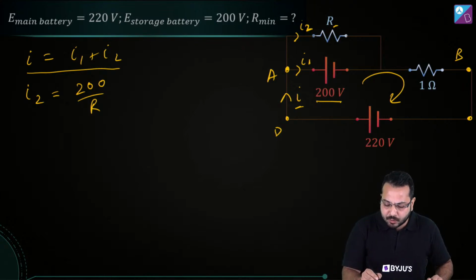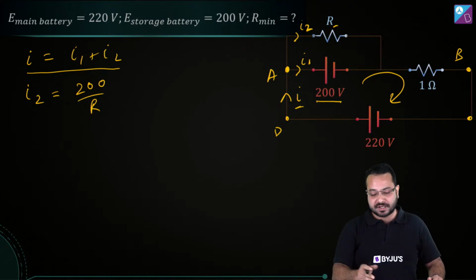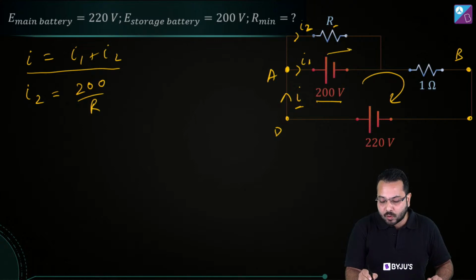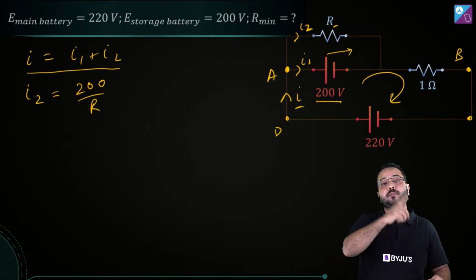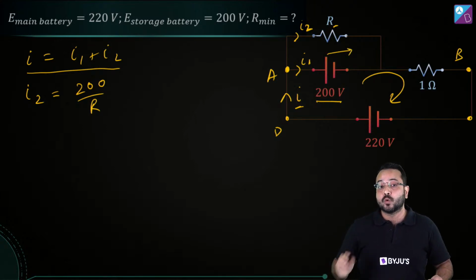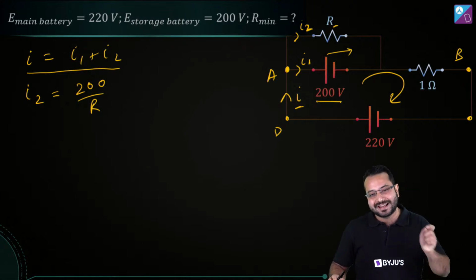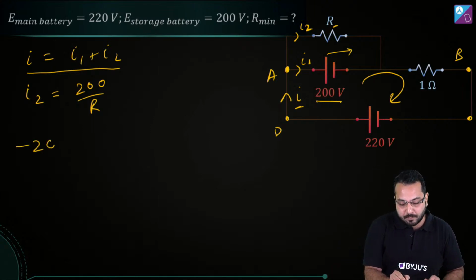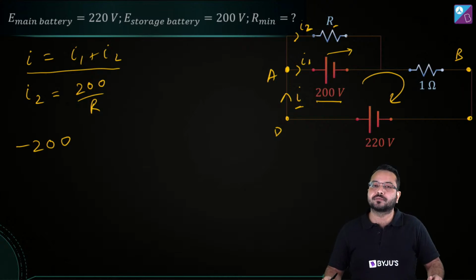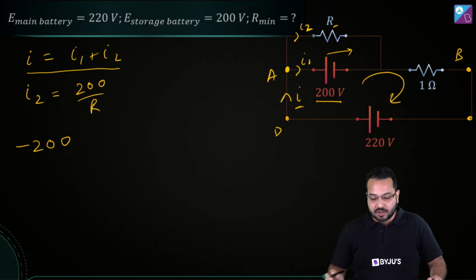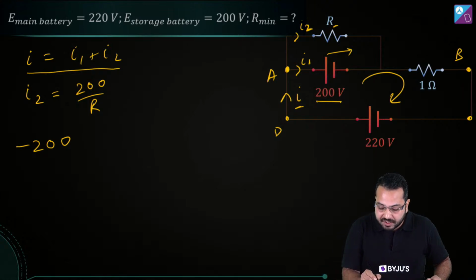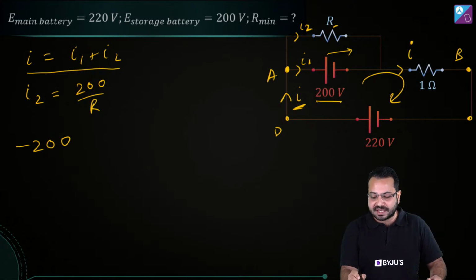Okay, so we are starting from A. When we are starting from A, then we are going across this battery and we are going from the positive terminal to the negative terminal, which means the change in potential is going to be negative. So we will have to write minus 200 volt over here. Correct? Okay. Now what you notice here is that whatever is the current I over here will be the same current I over here. Okay, it's the same branch.